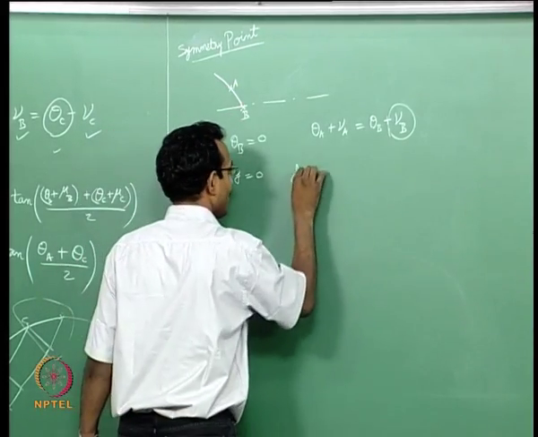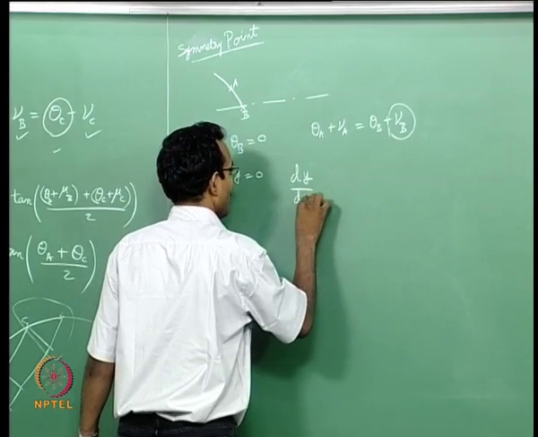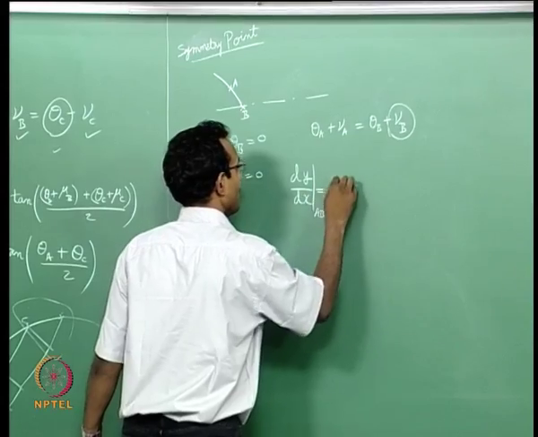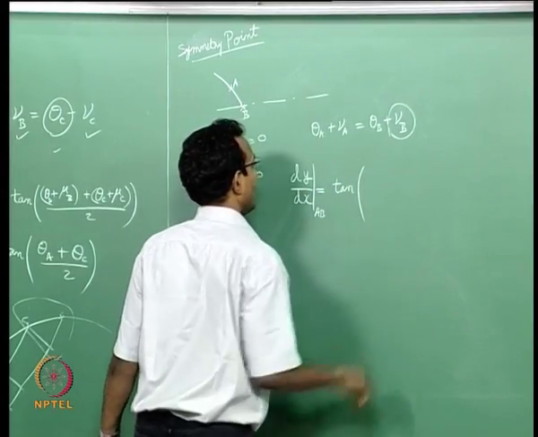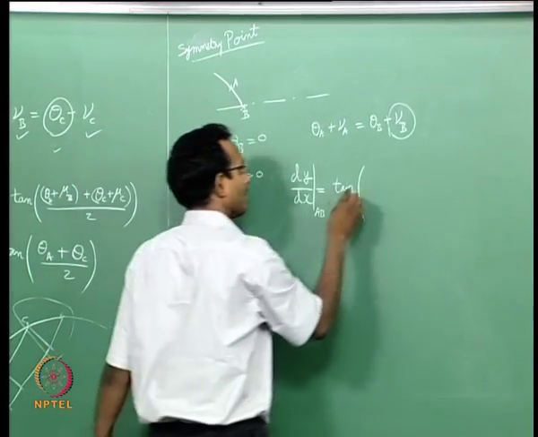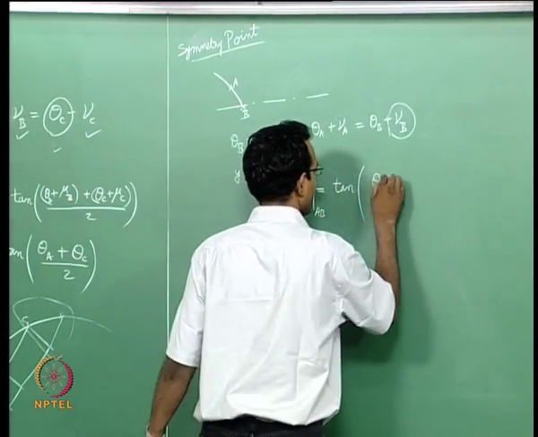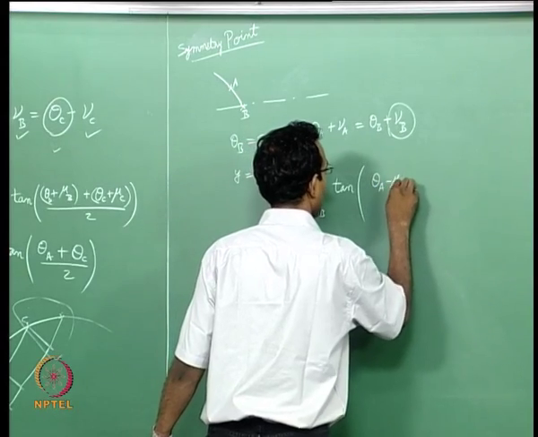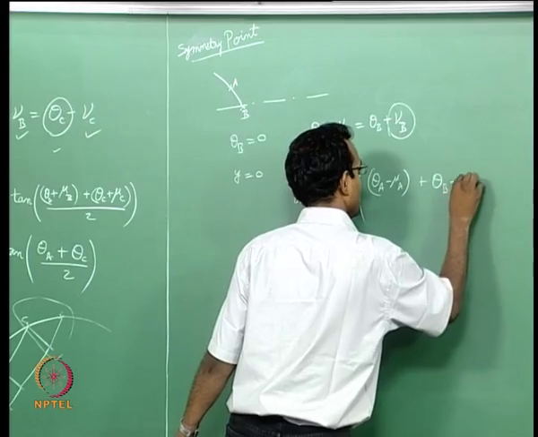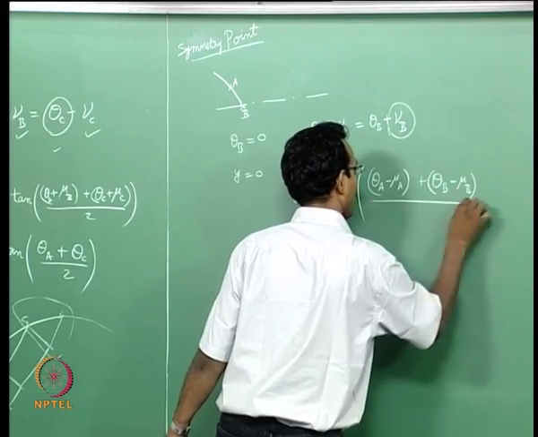Again I will go for dy by dx of AB is given by tan of average of thetas and mu's, and it is a negative characteristic. So, it is theta A minus mu A plus theta B minus mu B whole by 2.